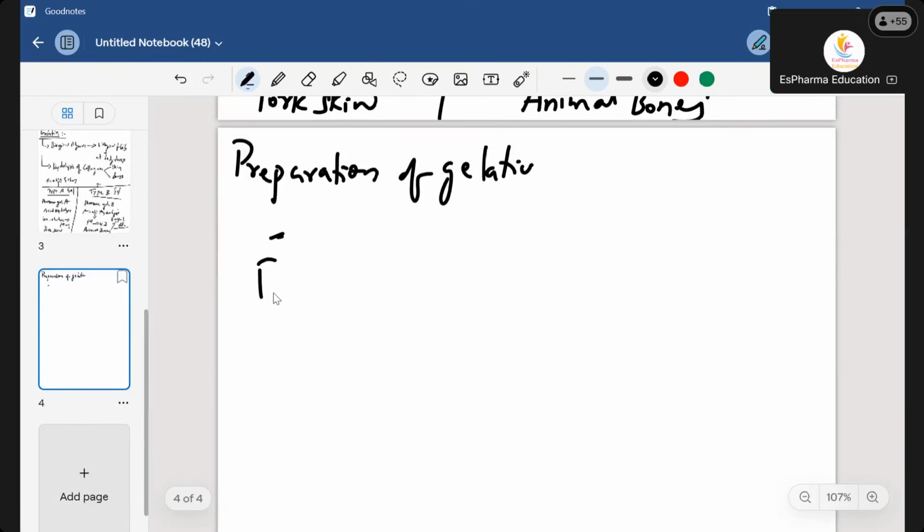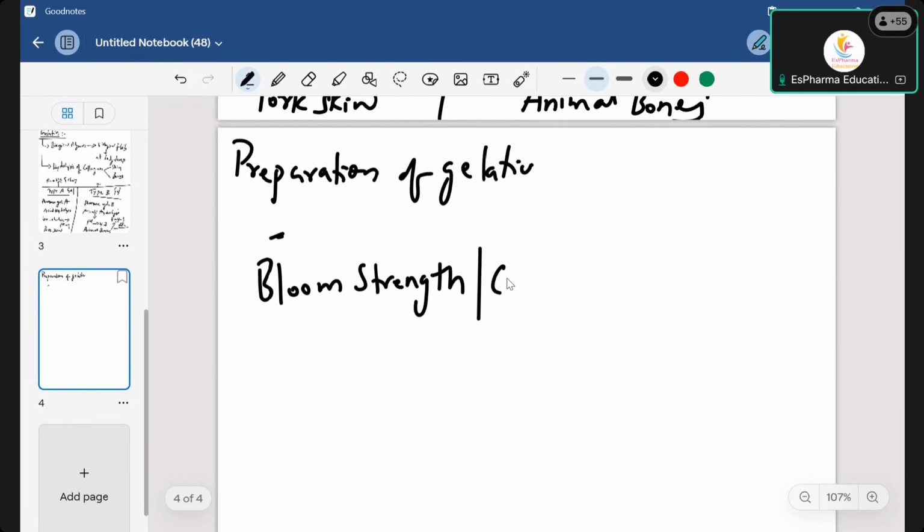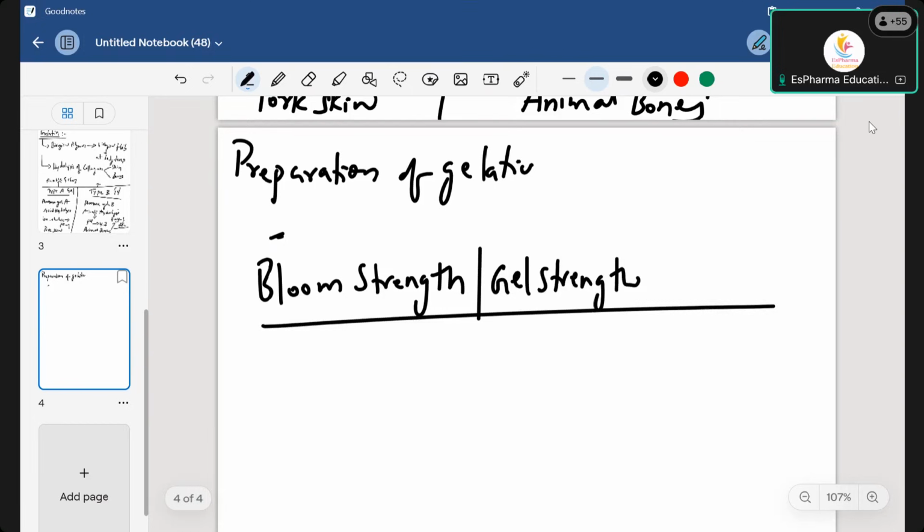Bloom strength. Bloom strength is otherwise called gel strength. This is very important, most commonly for gelatin. What is the percentage of bloom strength?